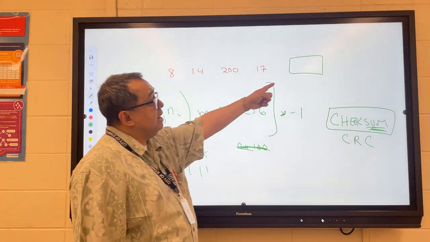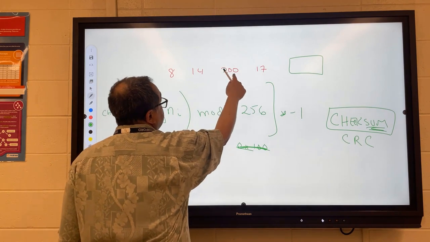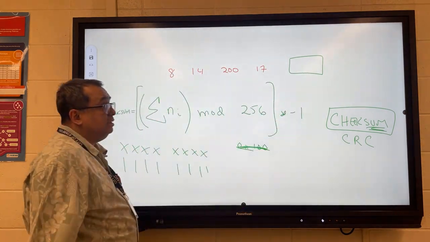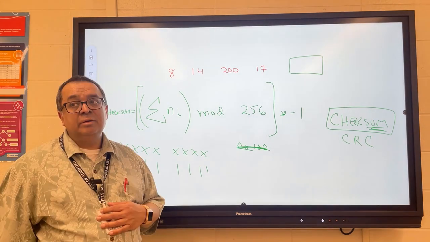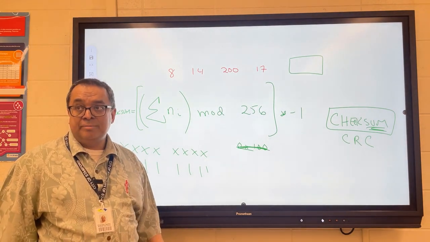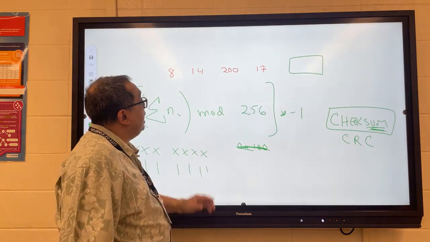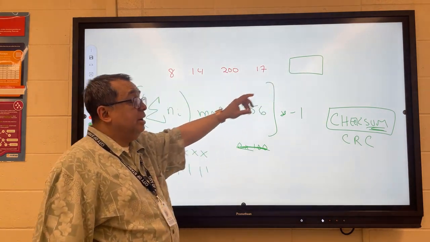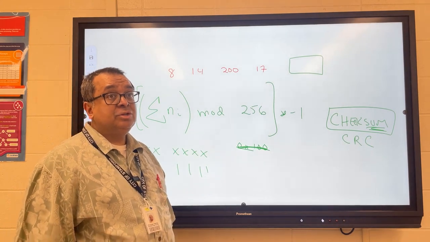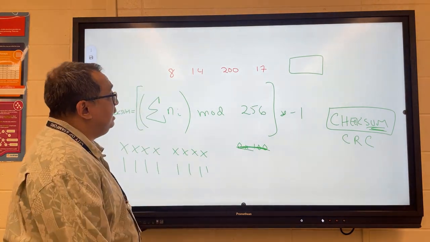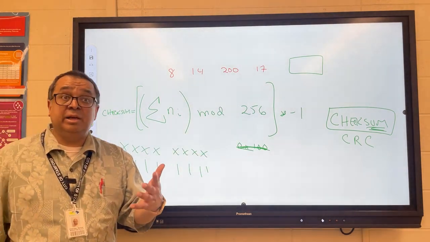We want to pick this number in such a way that when we add this plus this plus this plus this plus this and do modulo 256, what will the result be if we follow this formula? We want the result to be 0. So the checksum is picked so that if we add up all these numbers together and then do a mod 256, the result comes out to be 0. So what I'd like you to do right now is calculate the checksum for this sequence right here. And you can use your calculators on this rare occasion.